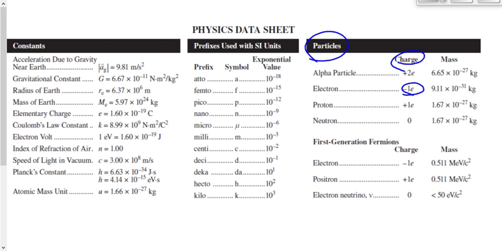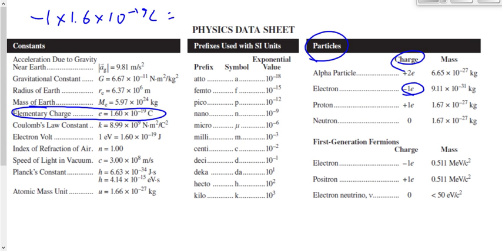Well, an e stands for an elementary charge. Right now, you don't know what that means. Later on this year, I'll explain what an elementary charge is. For now, just trust me on this. An elementary charge is 1.6 times 10 to the minus 19 coulombs. So if you've got negative 1e, then you've got negative 1 times 1.6 times 10 to the minus 19, or negative 1.6 times 10 to the minus 19 coulombs.